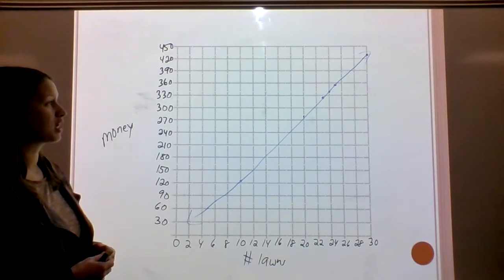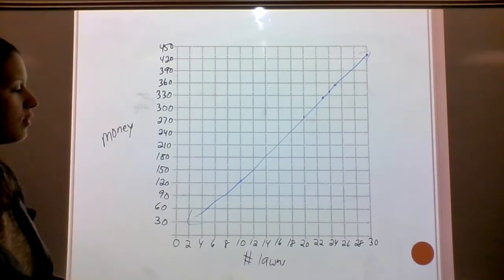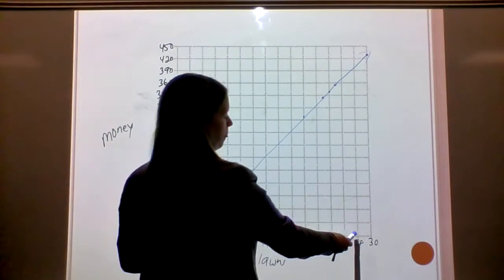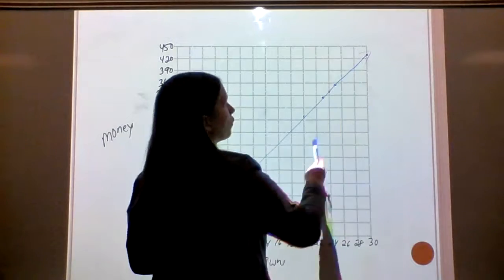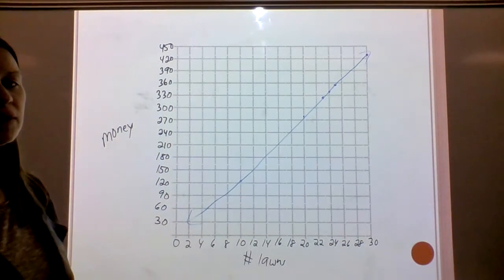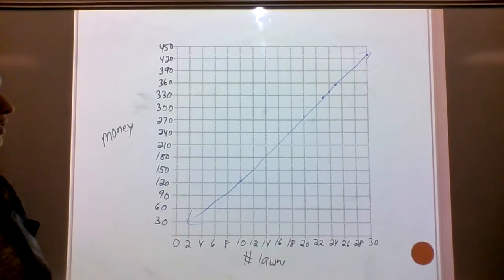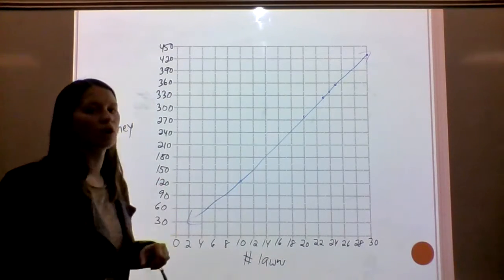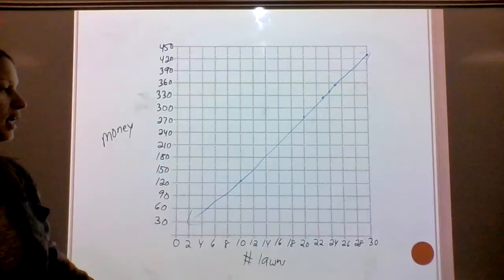Now we could use this to make a prediction. So if we wanted to say, okay, if I mow 28 lawns, predict how much money I would make. Well, I'd be around $400. Or if I wanted to say, okay, I only need $150, how many lawns would I need to mow? I need 150, I would need to mow about 12 lawns. You can use that information.